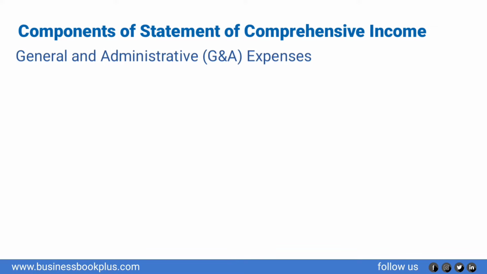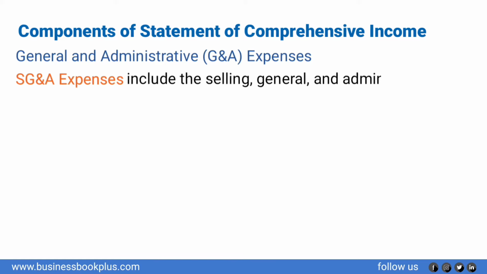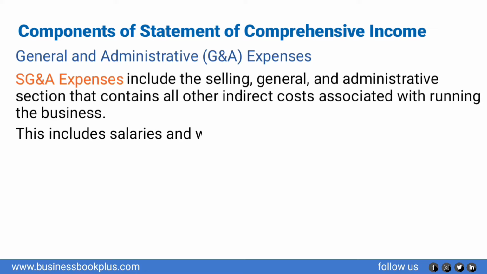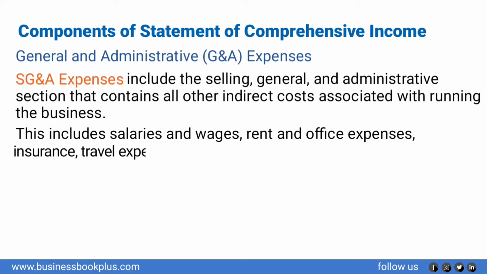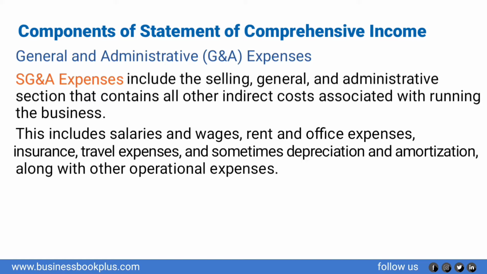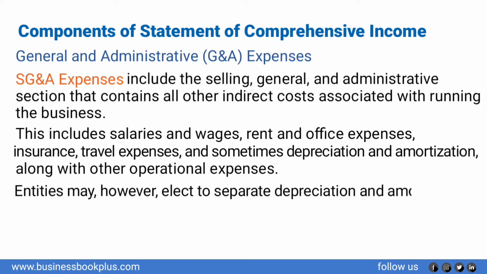General and administrative expenses. It includes the selling, general, and administrative section that contains all other indirect costs associated with running the business. This includes salaries, wages, rent, office expenses, insurance, travel expenses, and sometimes depreciation and amortization, along with other operational expenses. Entities may, however, elect to separate depreciation and amortization in their own section.